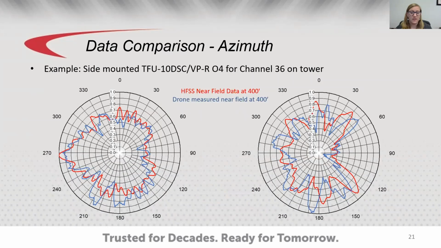Here we have the Azimuth pattern comparison for the same 10-layer antenna. The horizontal polarization is shown on the left, while the vertical polarization is shown on the right. In both plots, the HFSS pattern is shown in red, while the drone measured pattern is shown in blue. With a side-mounted antenna, the Azimuth pattern is affected by everything in the aperture of the antenna, so the variance between the two patterns is realistic from a perfect computer model tower and antenna to the real world.